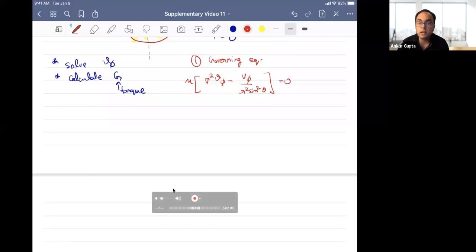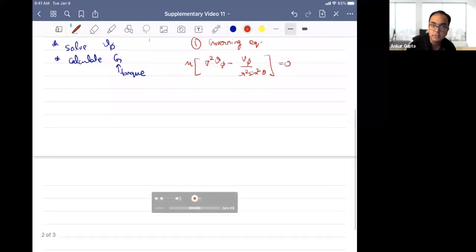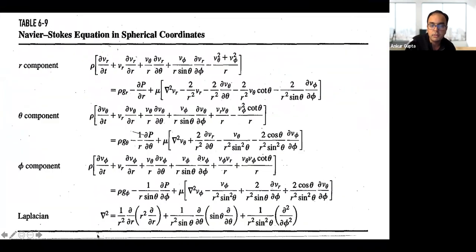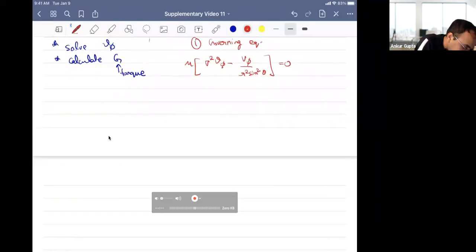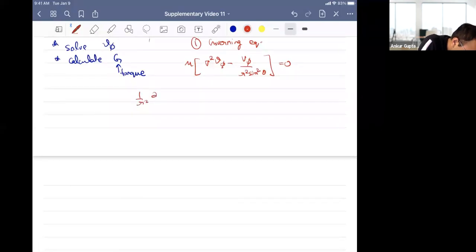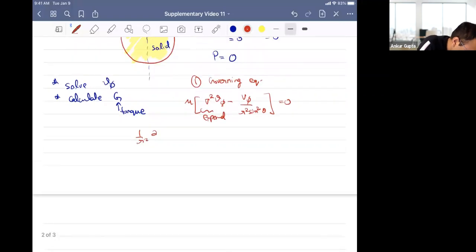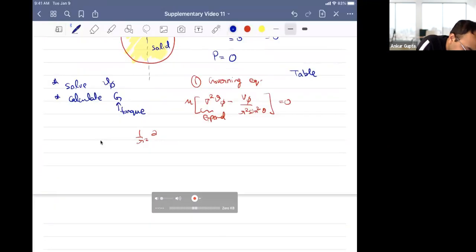Okay, and now we have the Laplace of v phi. So Laplace is given in the denominator here. Okay, so we'll again now expand further with Laplace. So let's do it. So it's 1 by r square. Expand this. This is table. Let me just check which table number this is. Table 6-9, I think. 6-9. Yeah, 6-9. Okay.